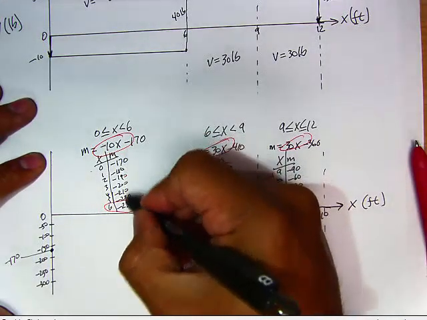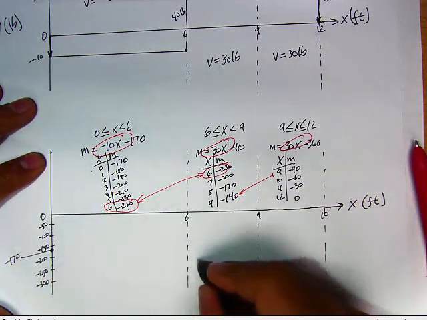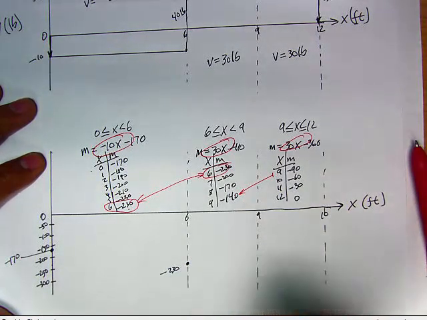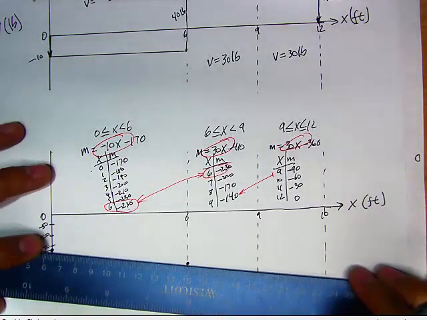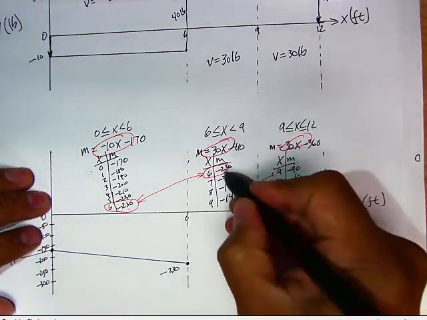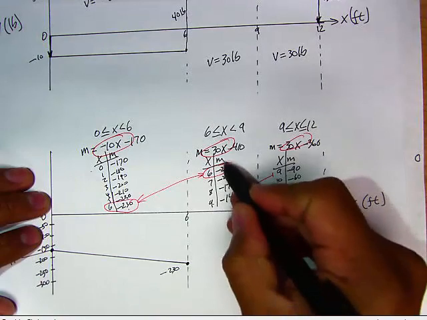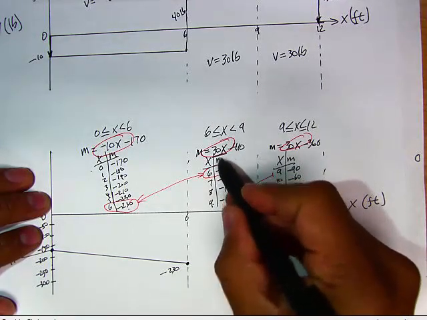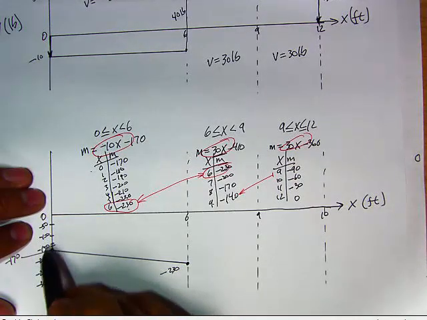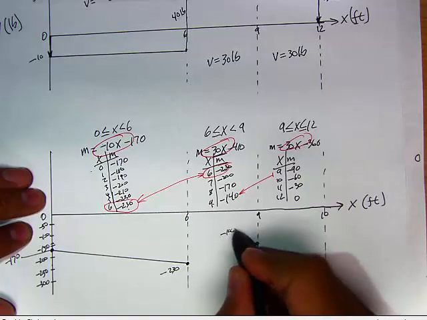So we start at negative 170, which is around here. And we're going to go all the way down with a slope of negative 10 to negative 230, which is around here. Straight line. We start at negative 230, which is here. And again, at 9, this is again a straight line with a slope of positive 30. We go down to negative 140, which is around right here. Negative 140.